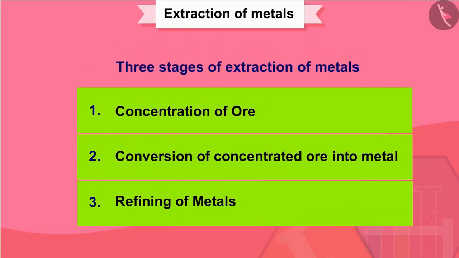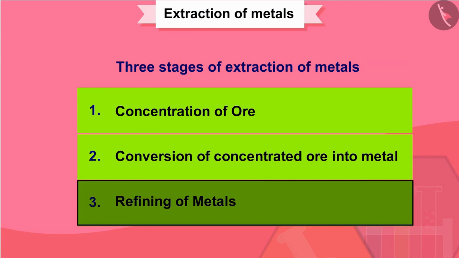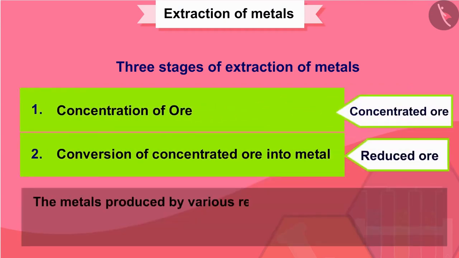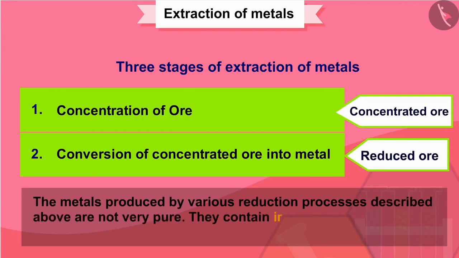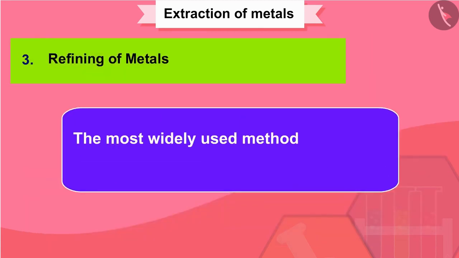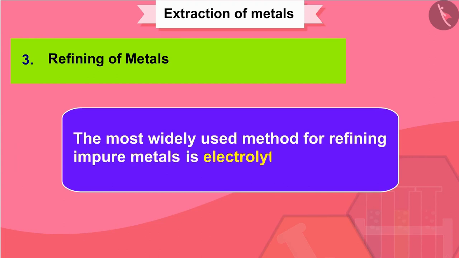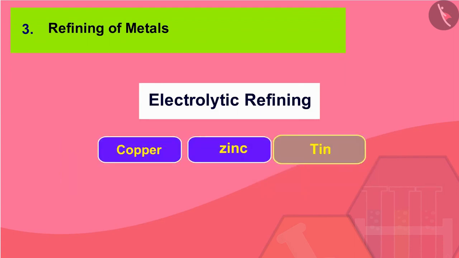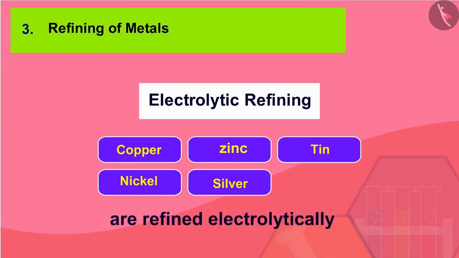So children, let us now move to the last point of this extraction process, which is refining of metals. The metals produced by various reduction processes described above are not very pure. They contain impurities, which must be removed to obtain pure metals. The most widely used method for refining impure metals is electrolytic refining. Many metals like copper, zinc, tin, nickel, silver are refined electrolytically.